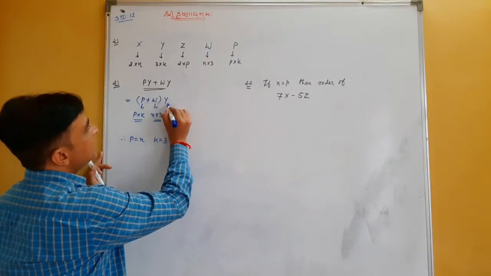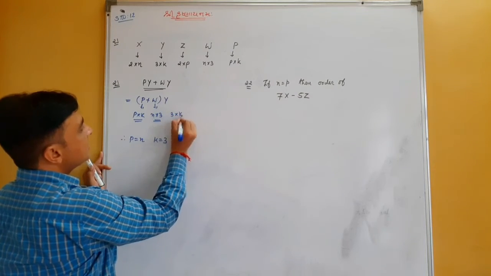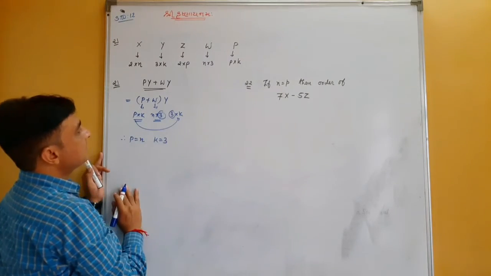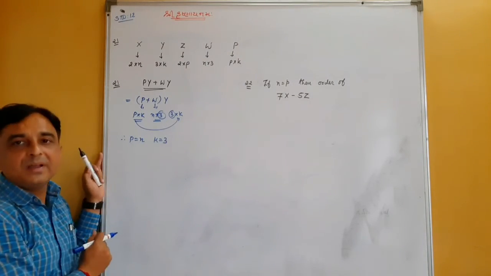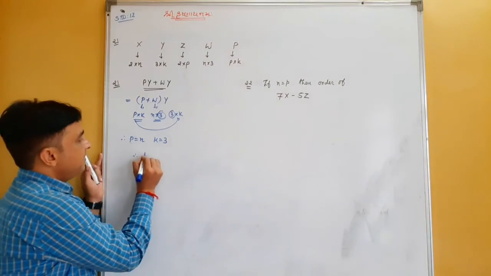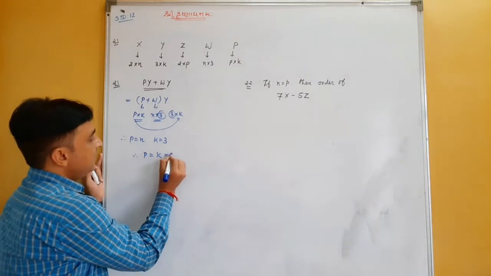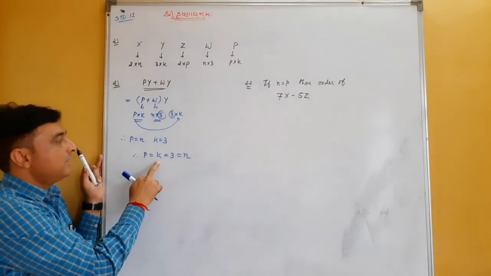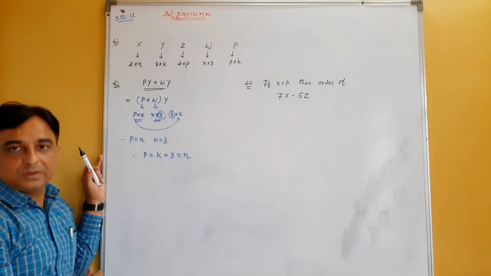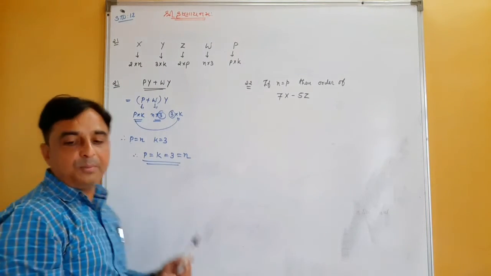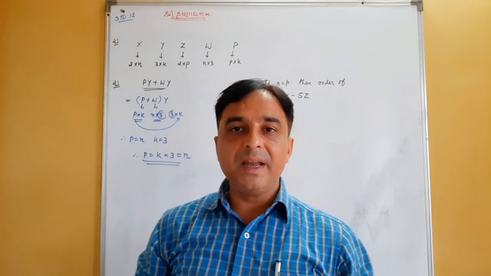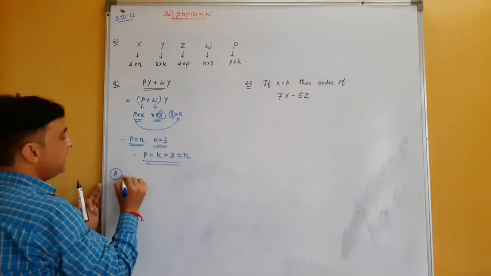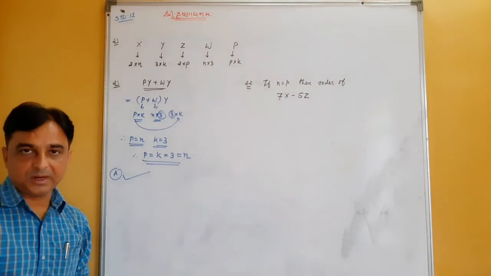Now, Y is a matrix of 3 cross K. So that 3 and 3 are the same. So P is equal to K. That means P equal to K equal to 3 equal to N. So our proper option is K equal to 3 and P equal to N. Option A is our proper answer.